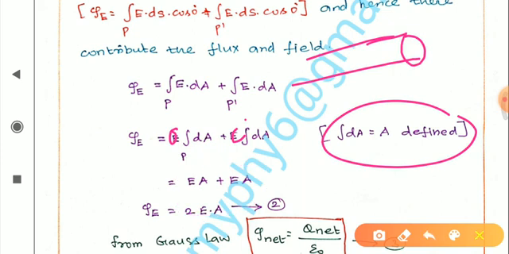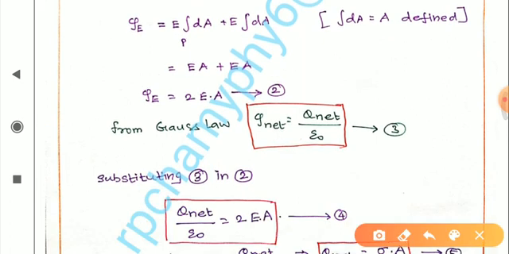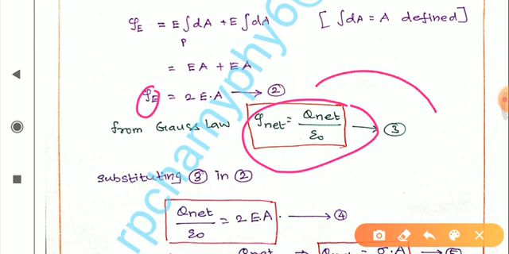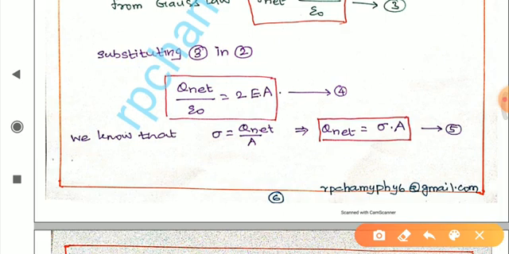Now, by applying Gauss law, the net flux is equal to net charge by epsilon naught. Now we are comparing equation numbers 2 and 3. For the total flux phi net, we are going to use the value of q net by epsilon naught, that is given in the fourth equation. You can see this: Q net by epsilon naught is equal to 2EA.